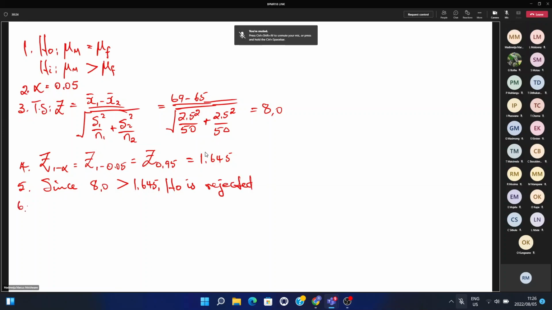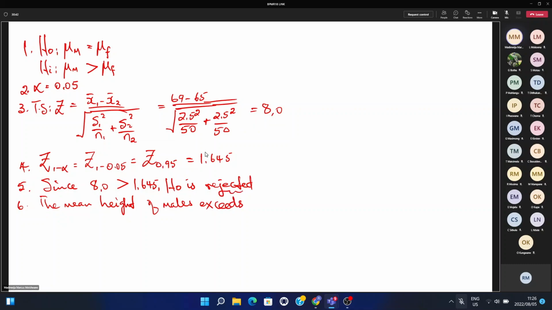And we can conclude the mean height of males exceeds, because we rejected up here, exceeds that of females, at 5% level of significance.